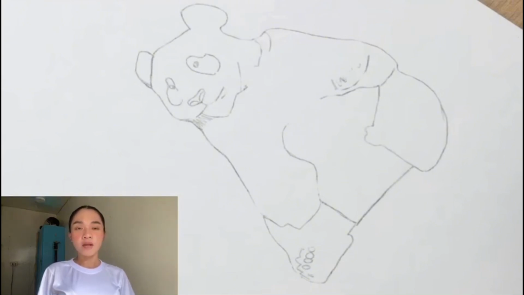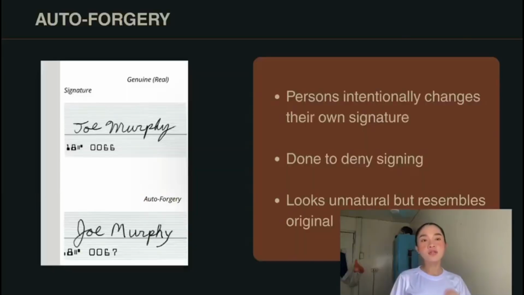So para mas accurate siya, mas same jud siya sa real or genuine nga document kay ano na pud nimo siya og pen para mas accurate ug legit jud siya tan-awon nga document. So next is auto forgery.